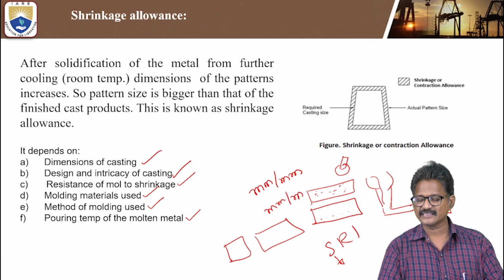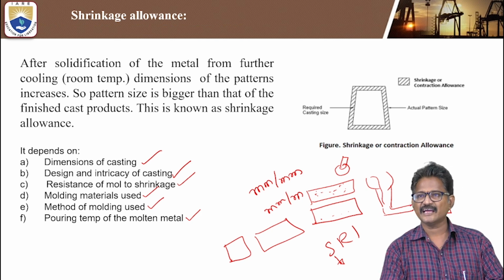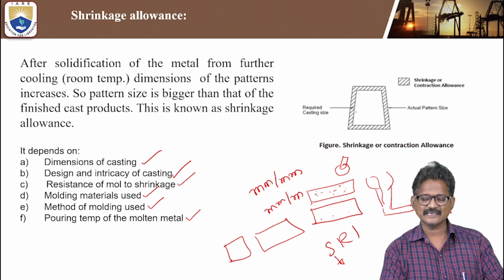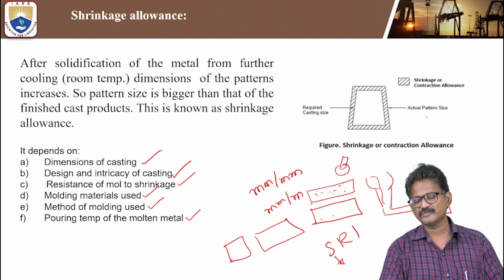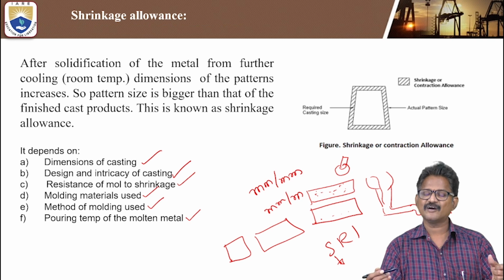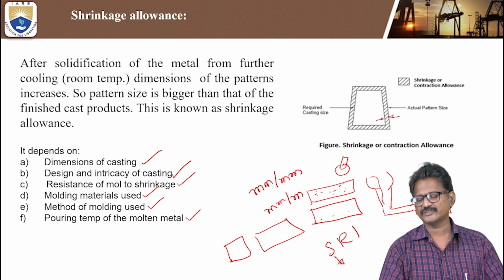So in this figure you can see clearly the required casting size and the actual size. You can see the required size initially below, okay, and the actual. Whenever the molten metal is poured, it may expand or contract. So that is what the shrinkage or contraction allowance is. The difference between these is the shrinkage allowance.